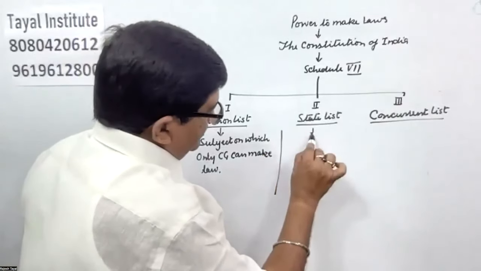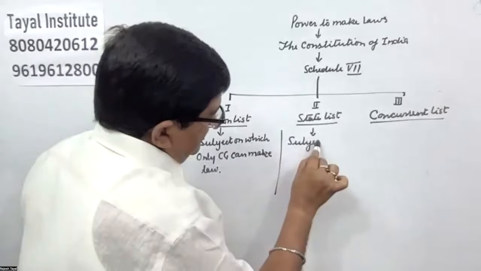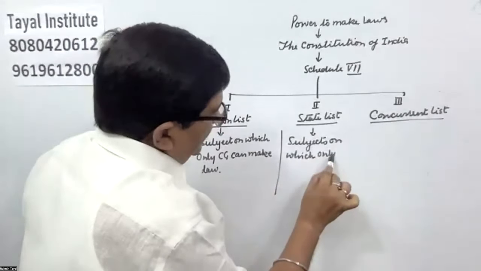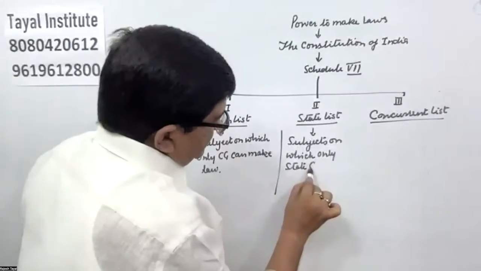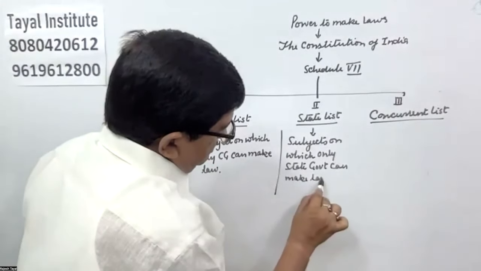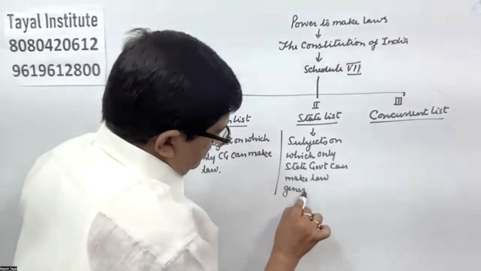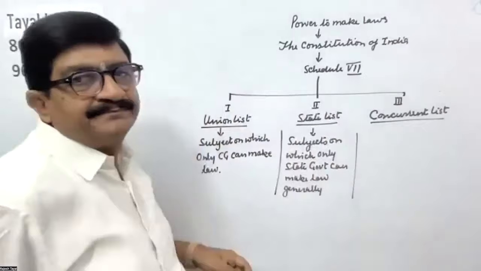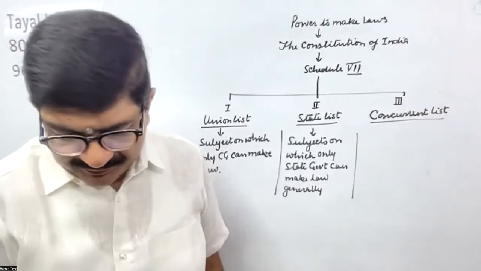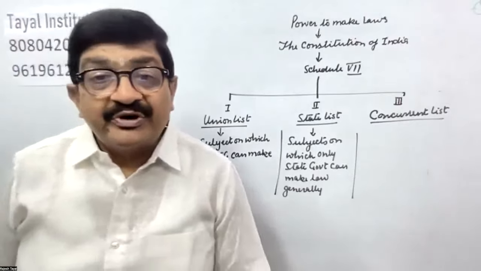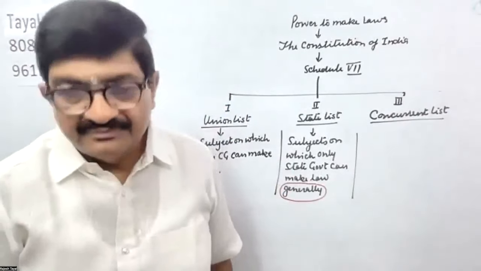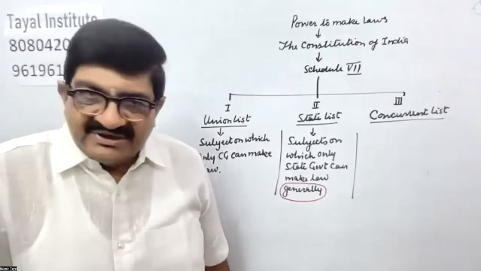In List 2, the subjects are those on which only a state government can make law, generally. The list on which the state government can make the law, but I have used the word generally. Why? Because of the emergency powers of the central government. Certainly emergency powers are there.